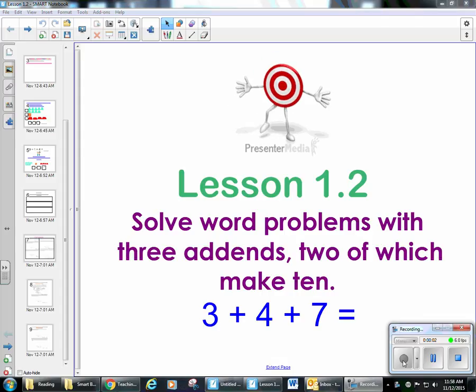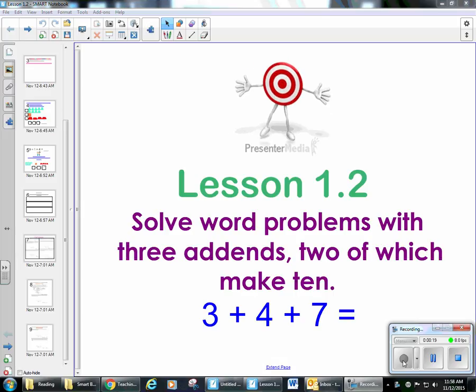Hi, it is Thursday, November 12th, and today we did lesson 1.2. What that means is that we have now moved on to the next module, the next chapter, and this is the first lesson in chapter 2. So we are now calling this 1.2.